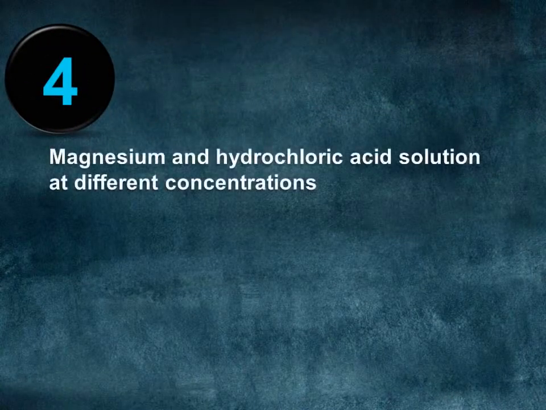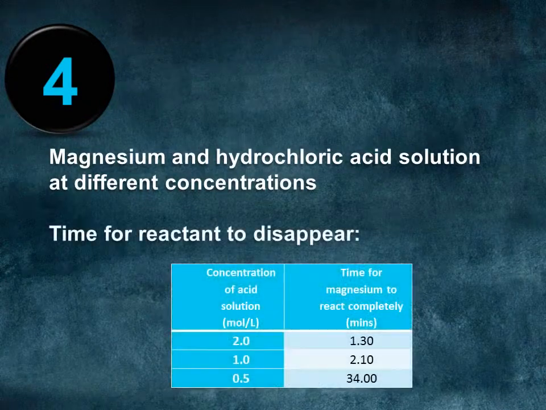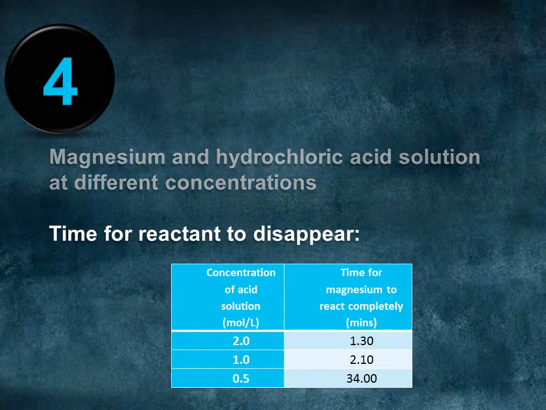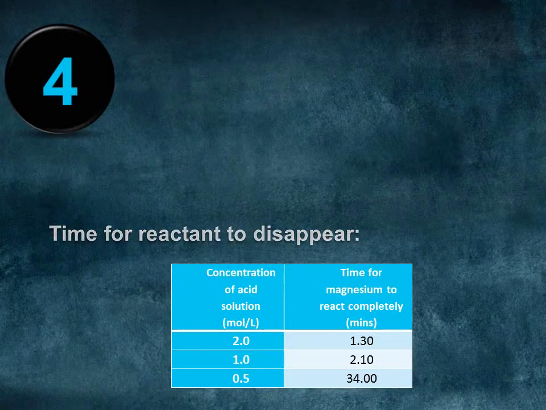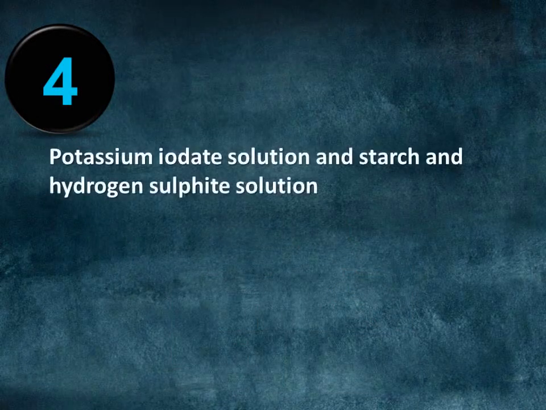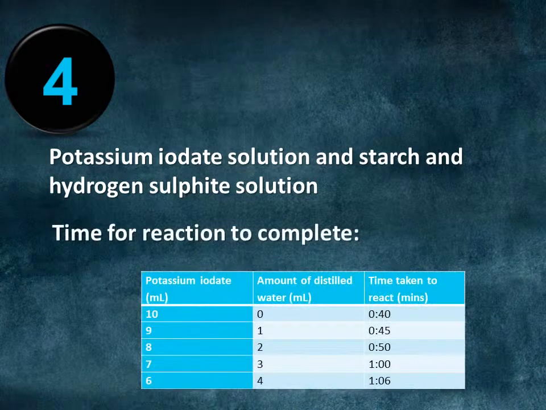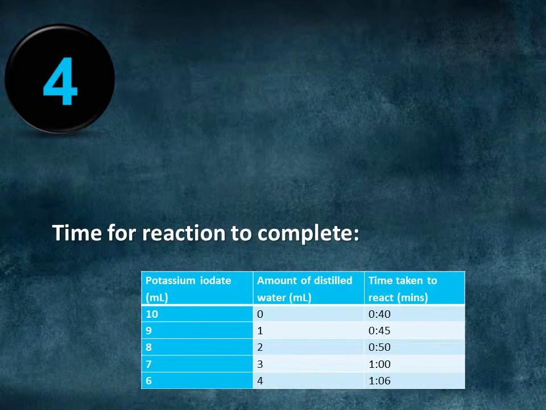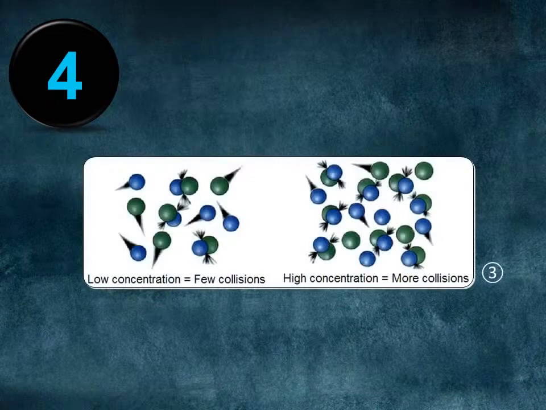The dependence of the rate of reaction on the concentration of reactants was investigated by the reaction of magnesium and hydrochloric acid solution of different concentrations. The reaction of potassium iodate solution and starch and hydrogen sulfite solution was observed by changing the concentration of potassium iodide with distilled water. Both reactions slowed when the concentration was decreased.